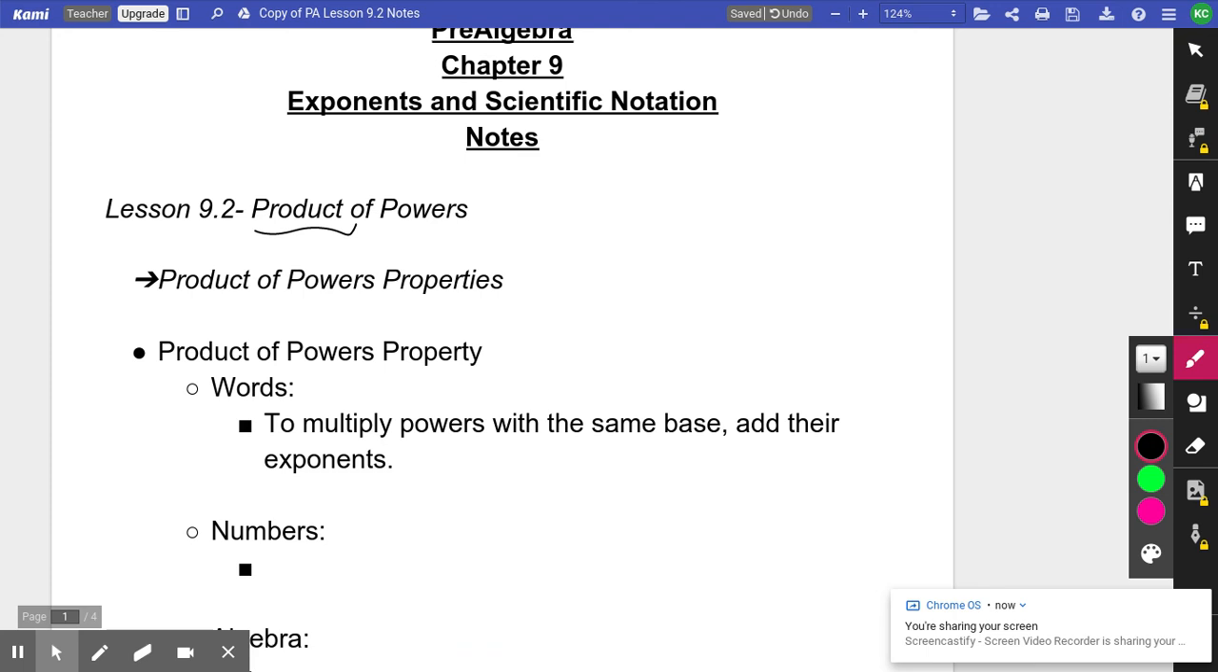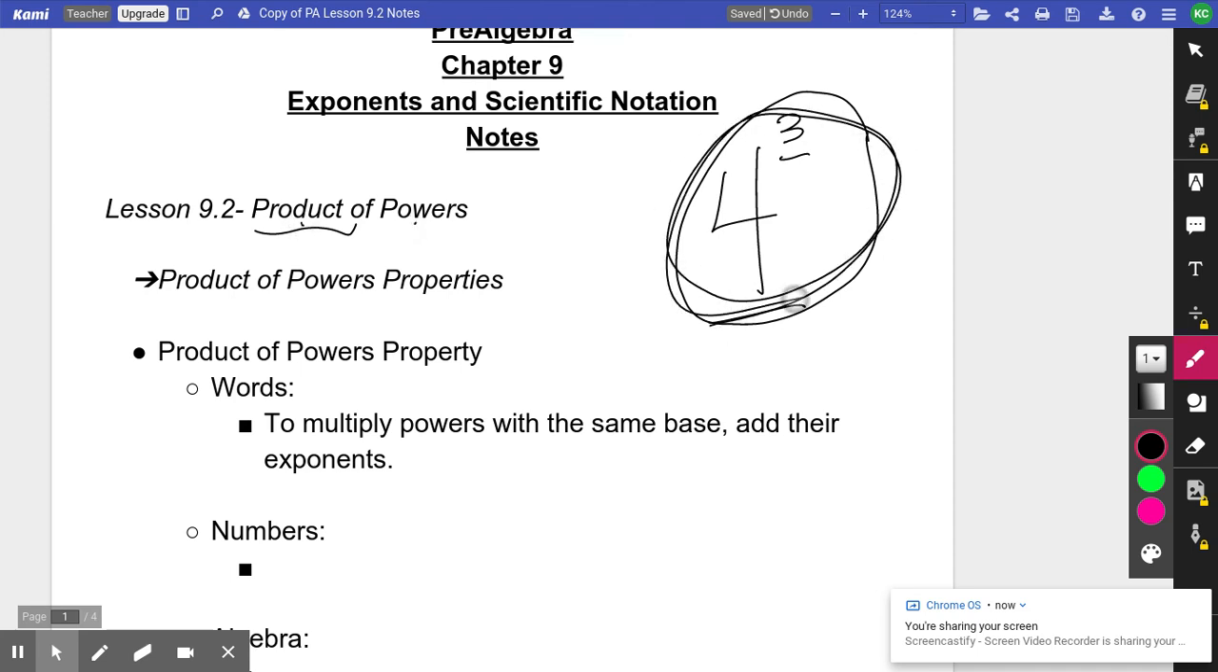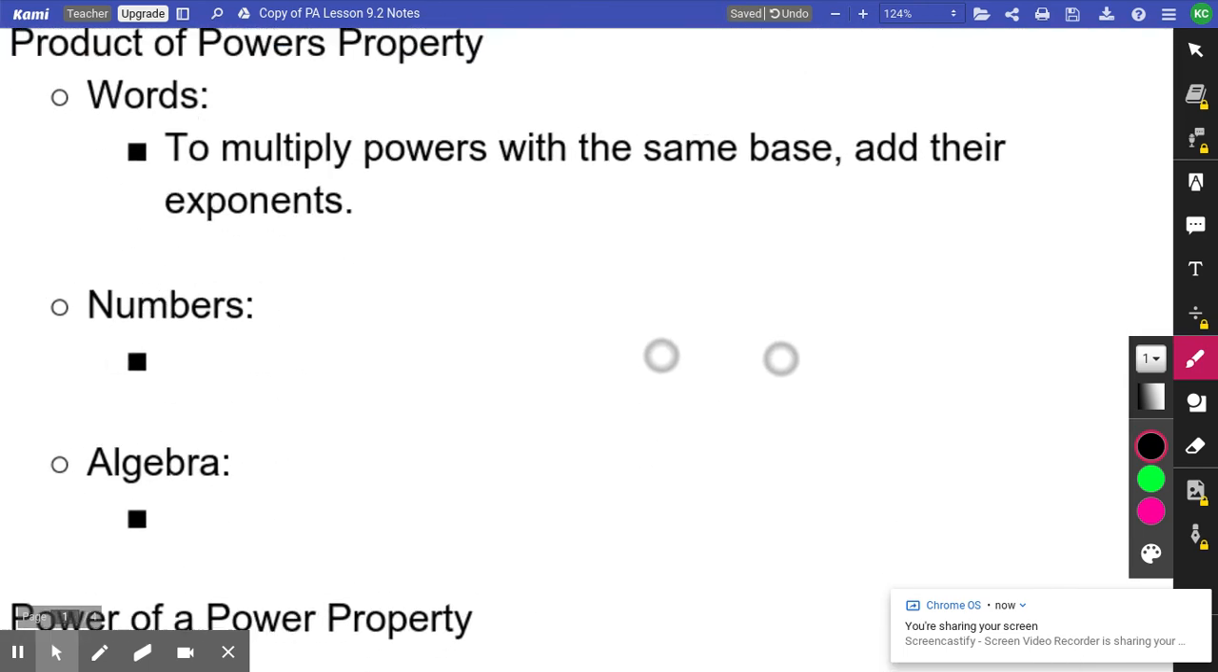Okay, remember from our last lesson, we have a base, which is the big number. We have an exponent, which is the little number. And we have a power, which is all of it together. Okay, so we're multiplying a product of powers. So we're taking our powers and we're multiplying them together. Okay, so first we're going to need to talk about some properties that we have.